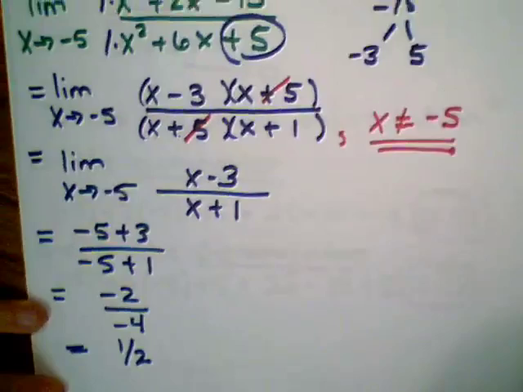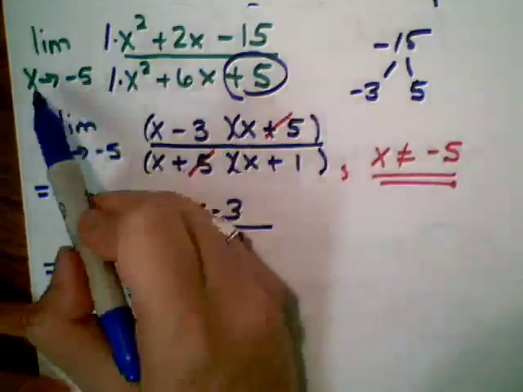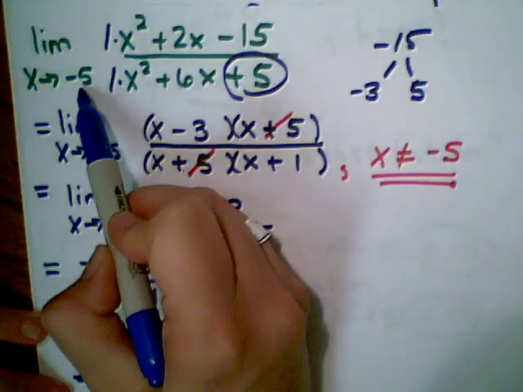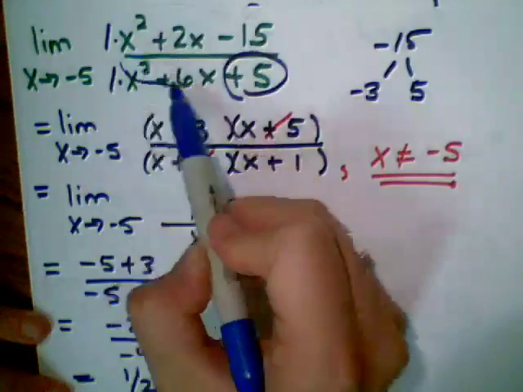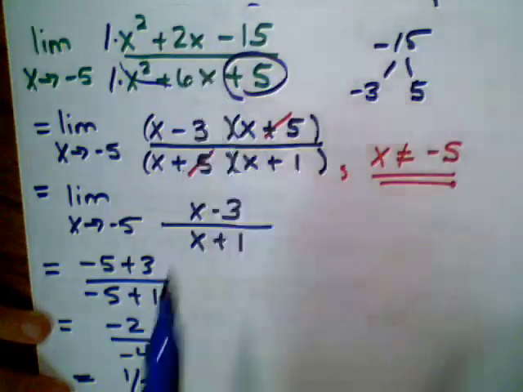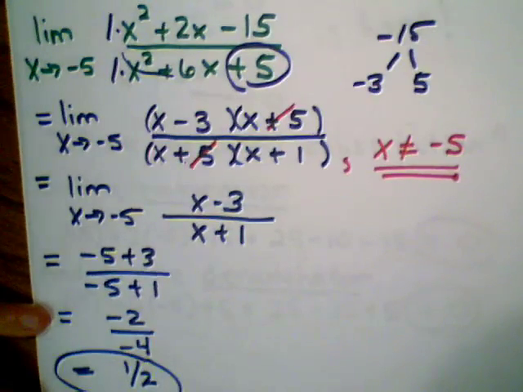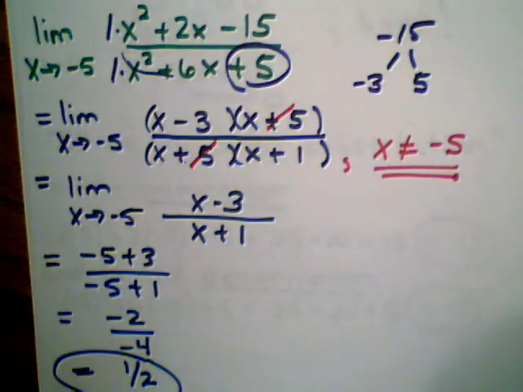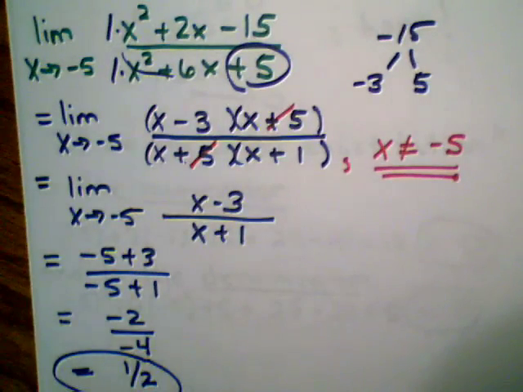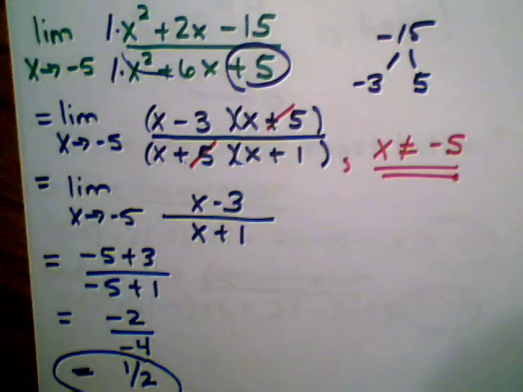Okay. And remember what that means? As x gets closer to -5, the output of the original function gets closer and closer to 1/2. If you need to pause the video right now and take a look at those calculations, you sure can. We're just going to have one more example here in the next 5 minutes.